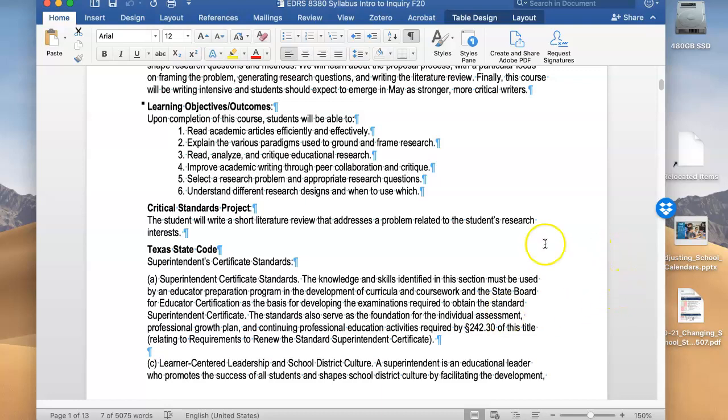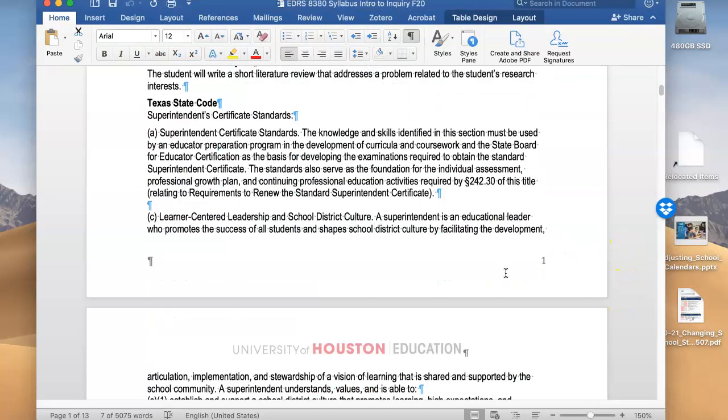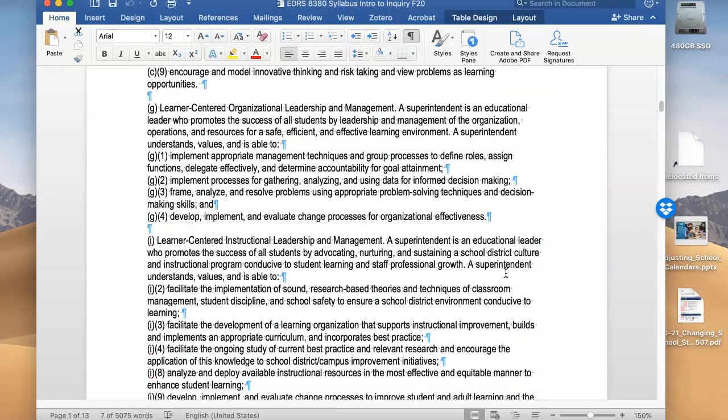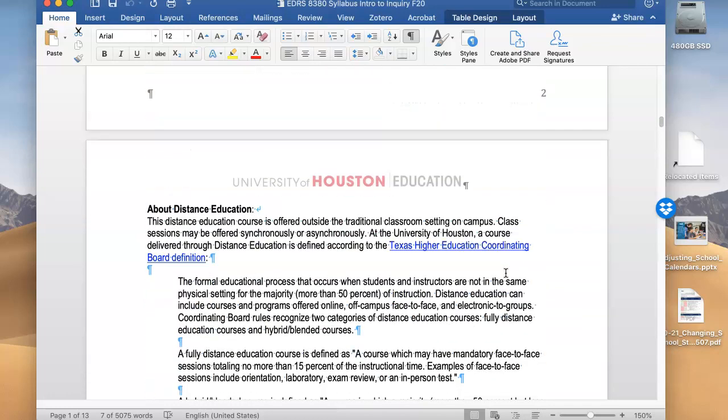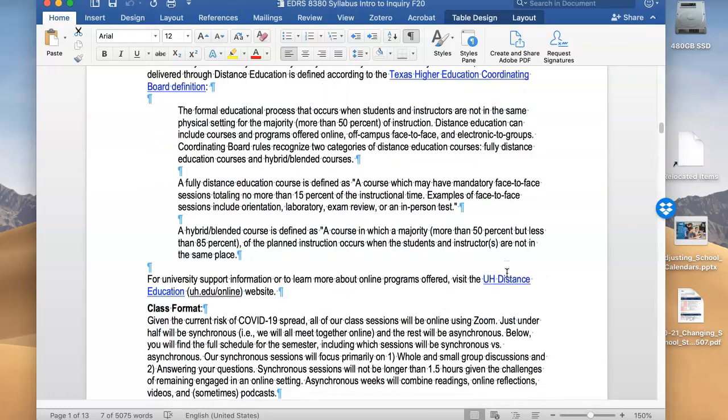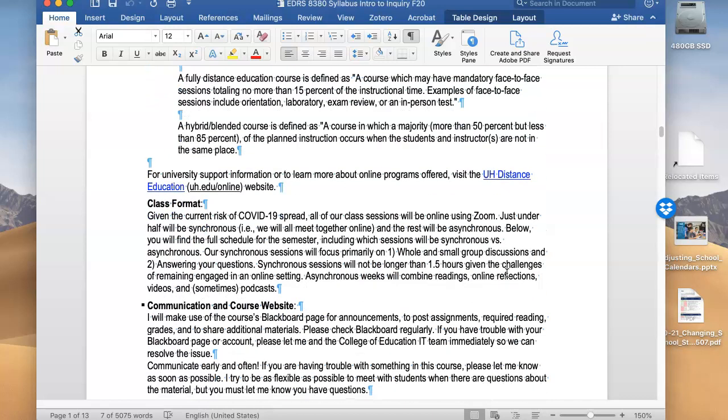I'll let you on your own read through the standards that are covered in this class. I'll let you read through what it means to do distance education, but spoiler alert, this is distance education.